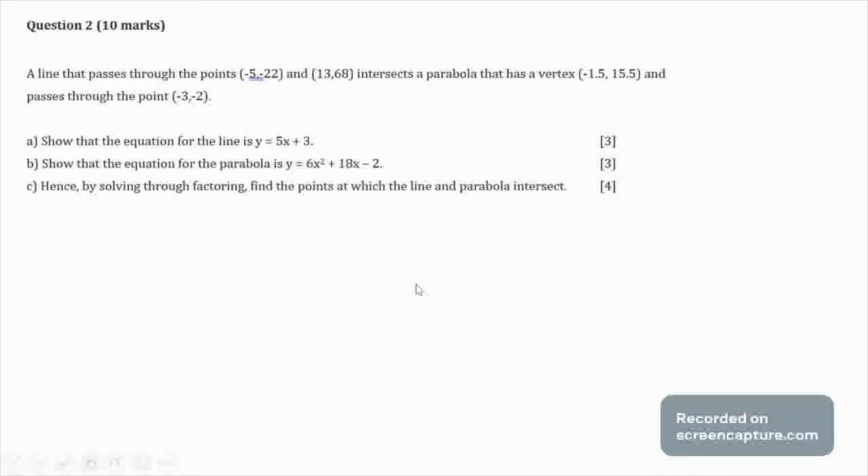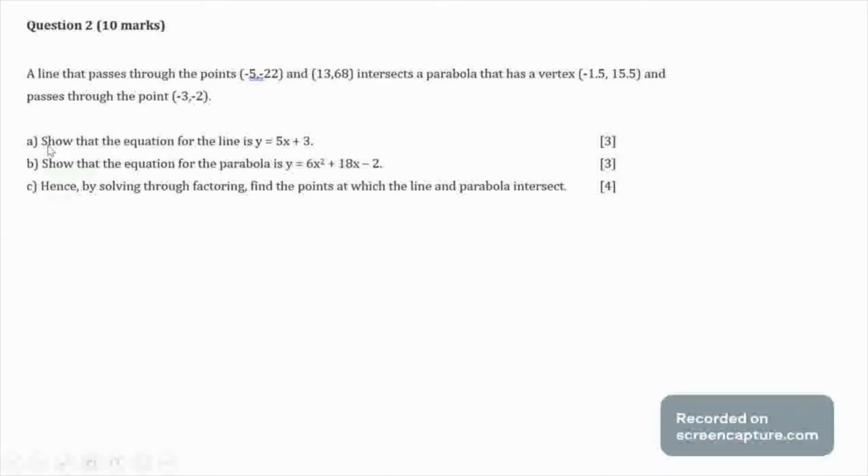Here we have a situation where a line passes through these 2 points, and that line then intersects a parabola, which has a vertex of this and passes through this point. So we have 2 separate things here, a line and a parabola.